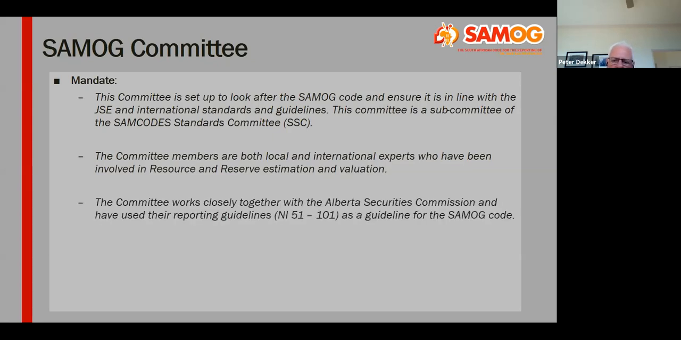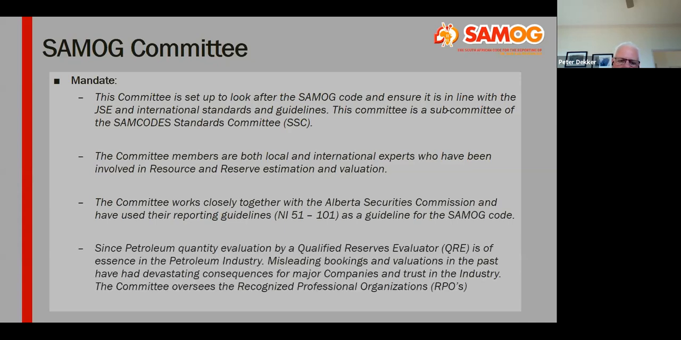The committee works very closely with the Alberta Securities Commission and has used their reporting guidelines, the NI 51-101, as guidelines to design the SAMOG Code. So there are a lot of things which are similar to the NI 51-101, but adapted a little bit more to South Africa after consultation. Since petroleum quantity evaluation by the qualified reserve evaluator is of essence for the petroleum industry, misleading reporting and valuations in the past have had devastating consequences for major companies. As I demonstrated to you, Shell had huge devastating problems because it was misreporting.